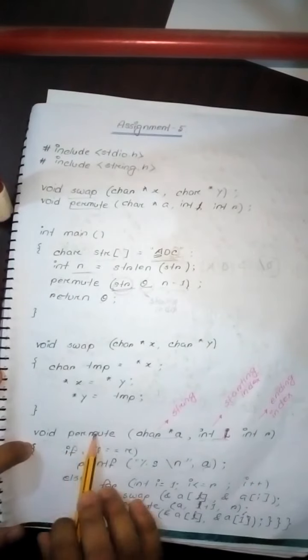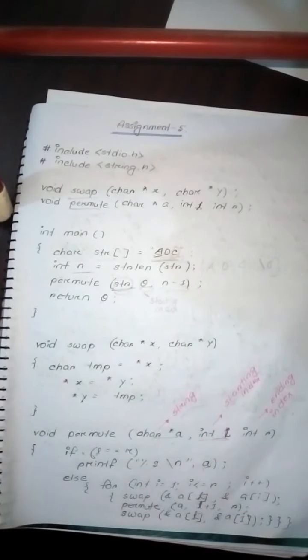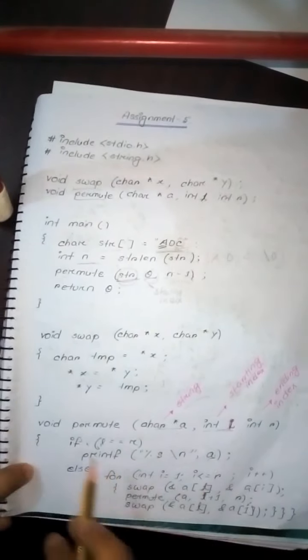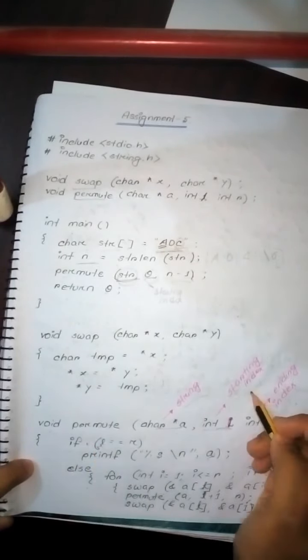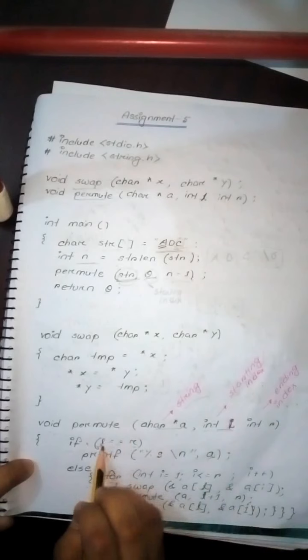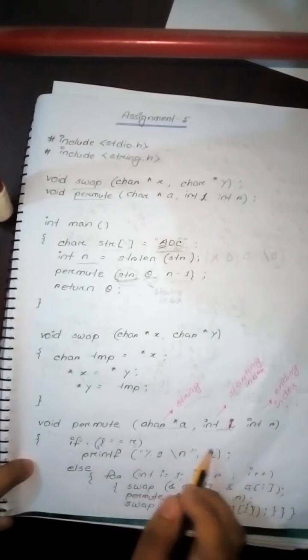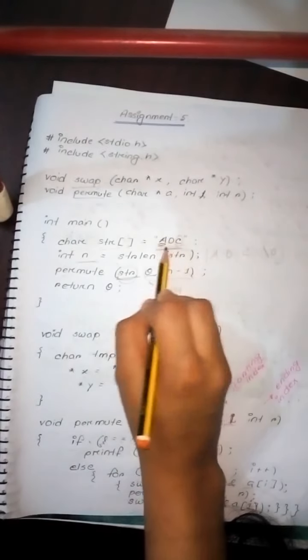So inside this function void permute, we are taking char star A as the string. We are naming the string as A. Then we are taking two integers, integer L and another integer R, which refer to the starting index and ending index respectively. We are giving this if else condition here. If L, which is the starting index, equals R, that is the ending index, then we are going to just print the string, that is A. We are going to print this ADC.